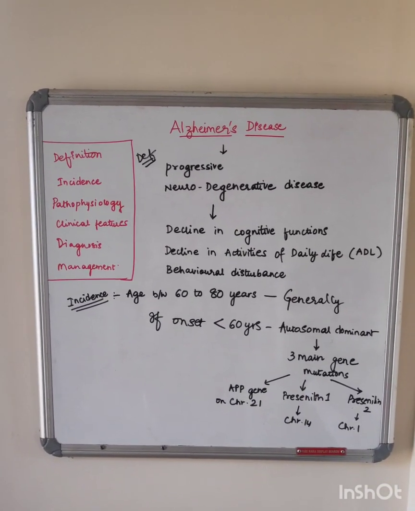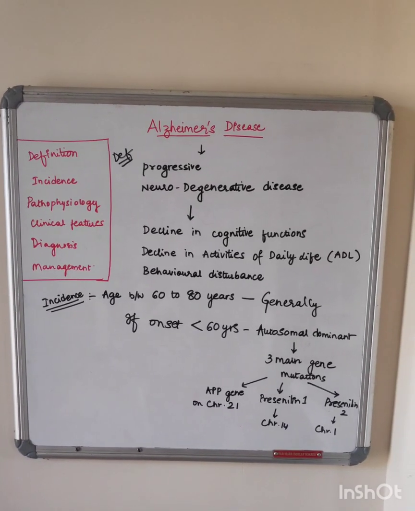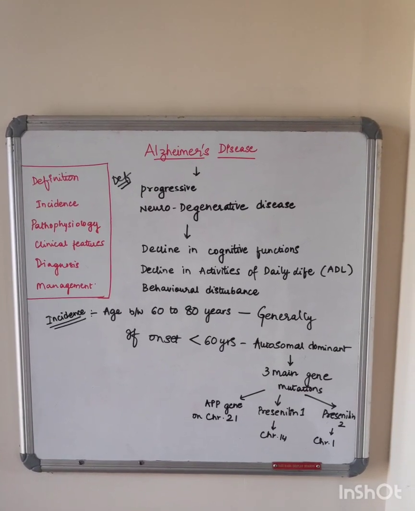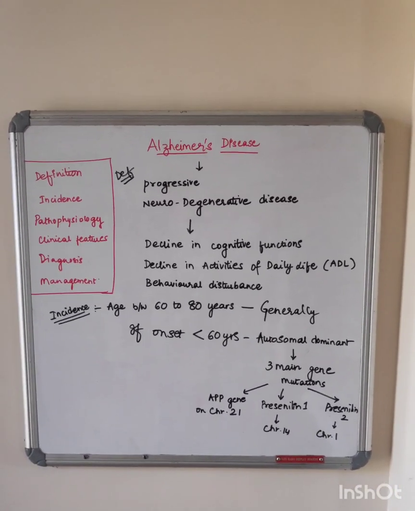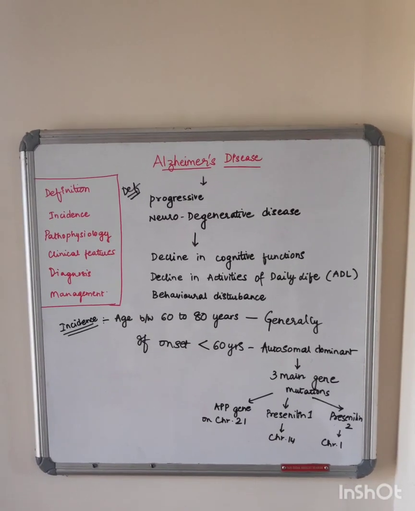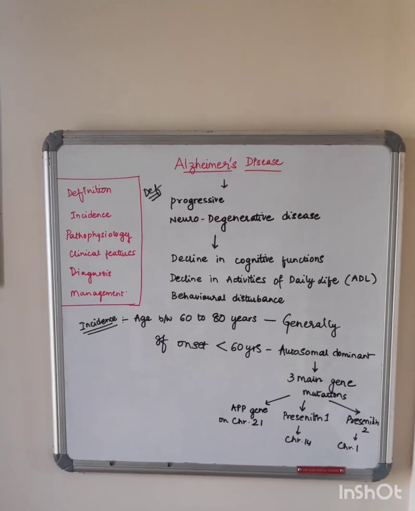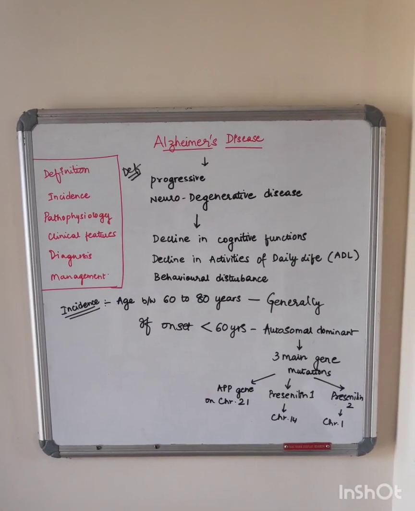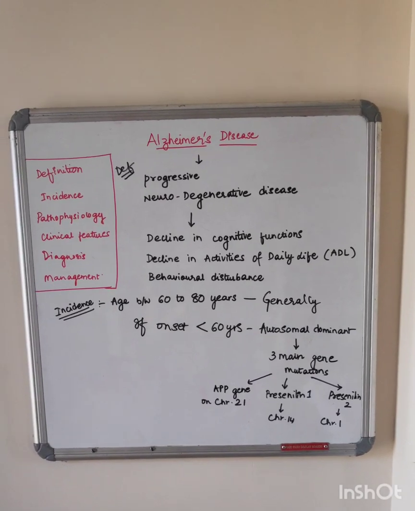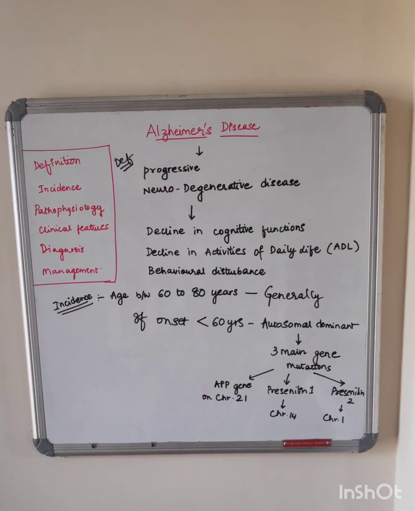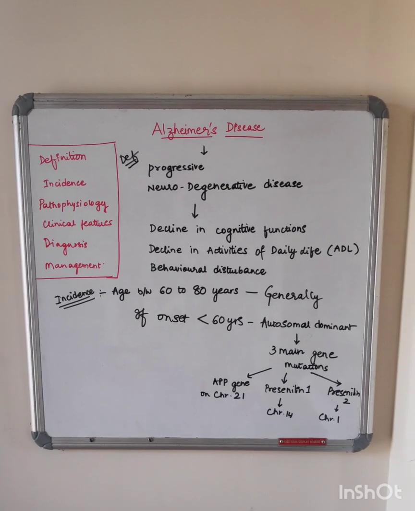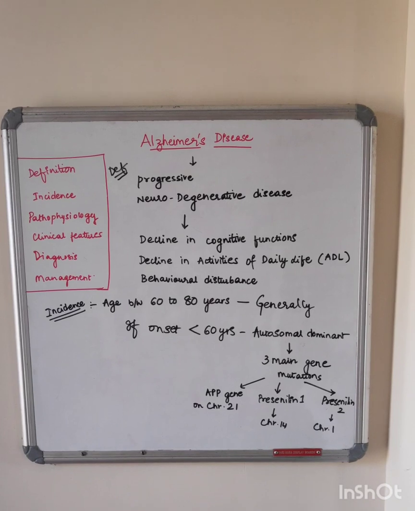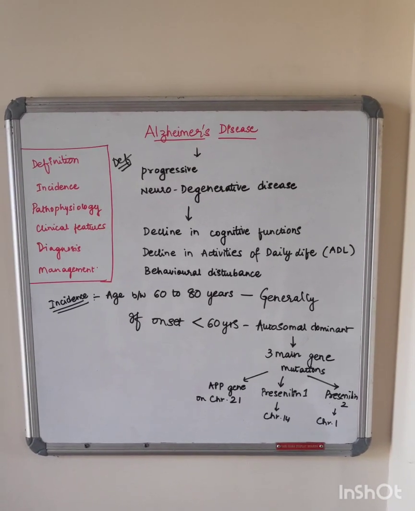and also behavioral disturbance. Coming to the incidence, incidence is mainly between 60 to 80 years. Alzheimer's disease most commonly occurs in old age people, but if the onset of Alzheimer's disease is below 60 years, then it is definitely autosomal dominant, which is mainly due to three main gene mutations: one among them is the APP gene, which is located on chromosome 21, and presenilin 1, which is present on chromosome 14, and presenilin 2, which is present on chromosome 1. This is about the incidence.